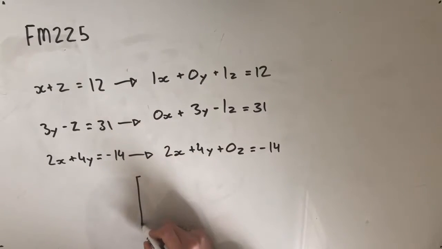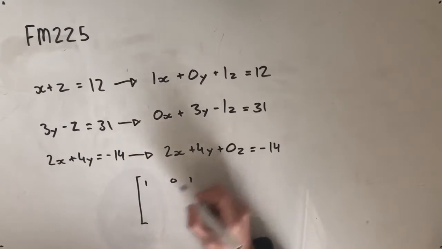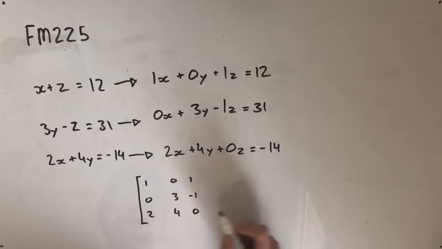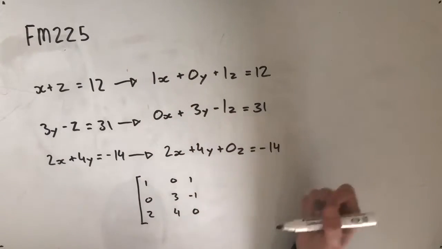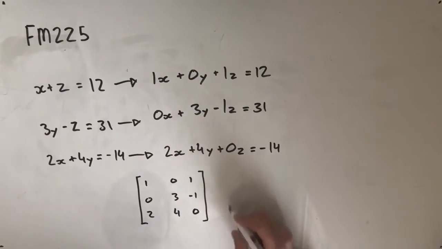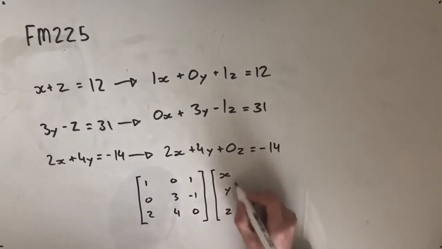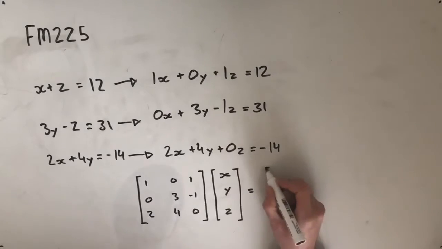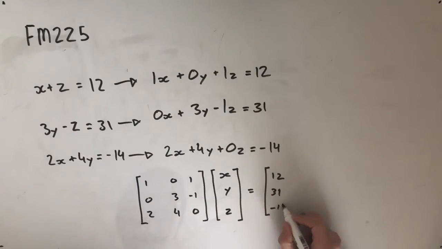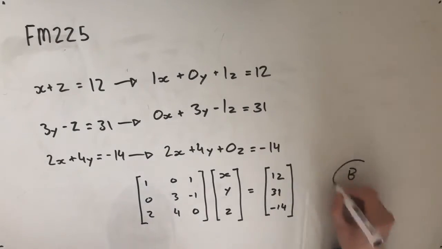So if we get our matrix ready, we're going to have 1, 0, 1, 0, 3, negative 1, 2, 4, 0. So I've just taken the number in front of each of our x, y, and z terms and plugged them into a matrix. I'm then going to set up the next part, x, y, z, and of course this should be all equal to 12, 31, and negative 14, meaning that the correct answer to our question here is option B.